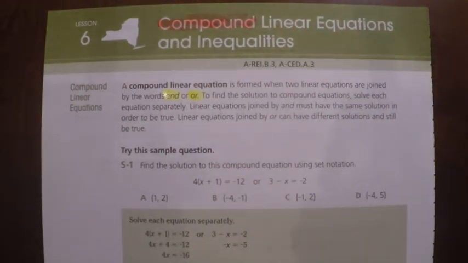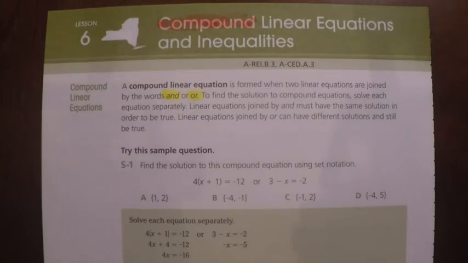To find the solution to a compound equation, solve each equation separately. Linear equations joined by and must have the same solution, and linear equations joined by or can have different solutions and still be true. So in order for one that has and to be true, both of those solutions must fit that set of equations. But if it says or, only one of them has to be true.